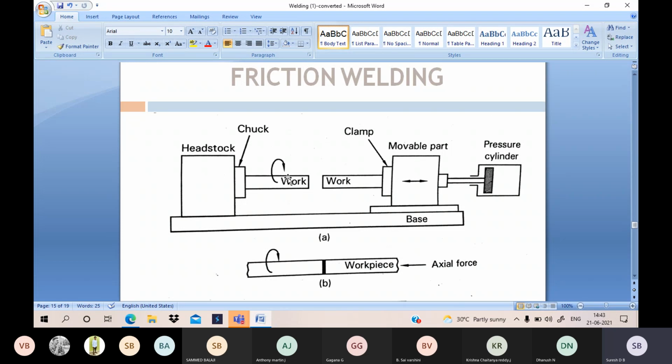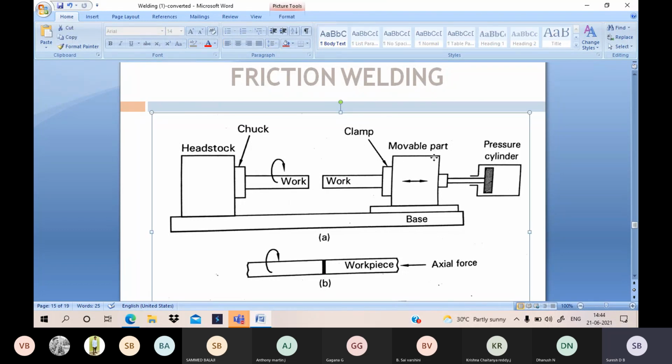Here, this one is rotated, and this one is moving left to right. Why do we call this one a fixed part and this one a movable part? This one rotates through a 360-degree revolution, in either the clockwise or anti-clockwise direction. This one is not rotated in any direction, but moves left to right or right to left by means of the piston and cylinder. So this is the fixed member and this is the movable member.